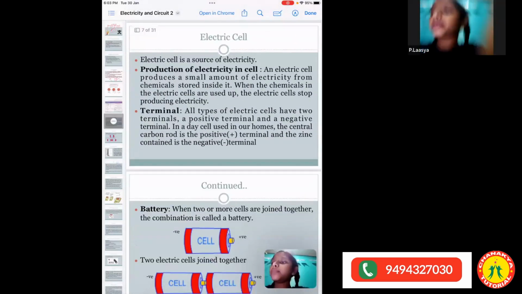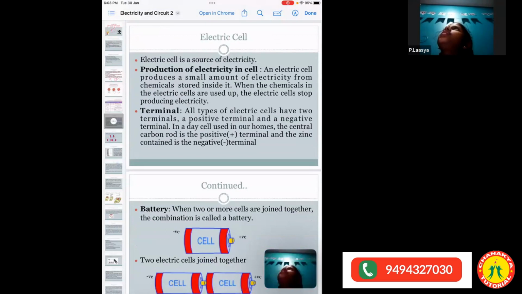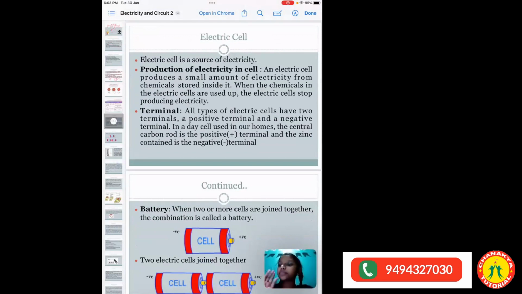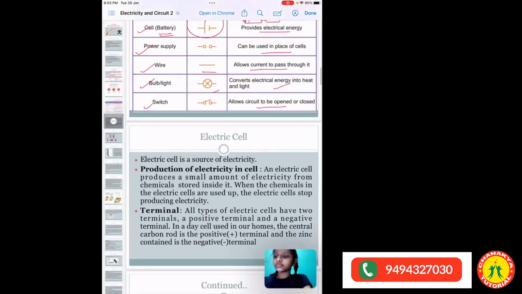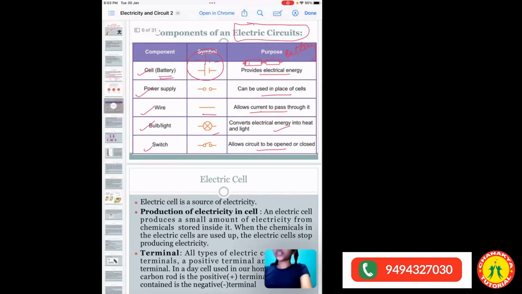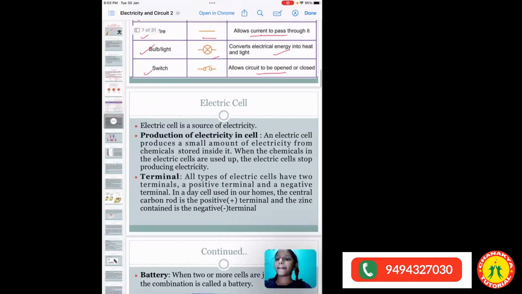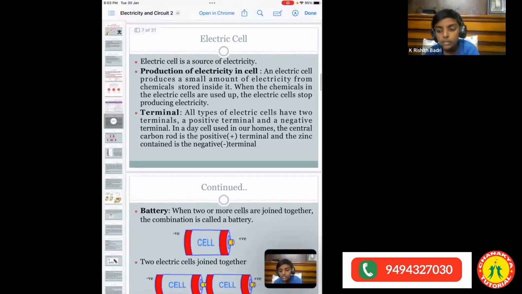Yes, we can do a circuit diagram with these symbols. With the help of all these symbols, the circuit diagram can be made. Yes, ma'am, in our exam they ask the same question.